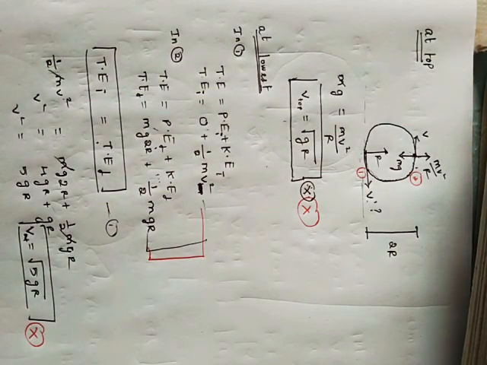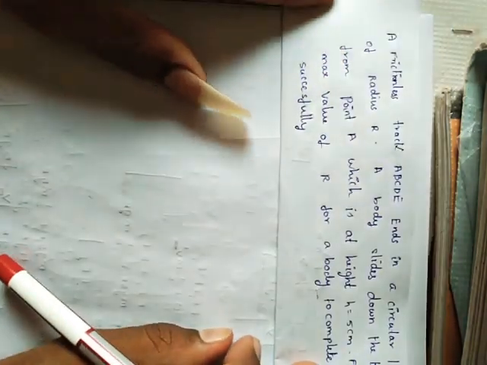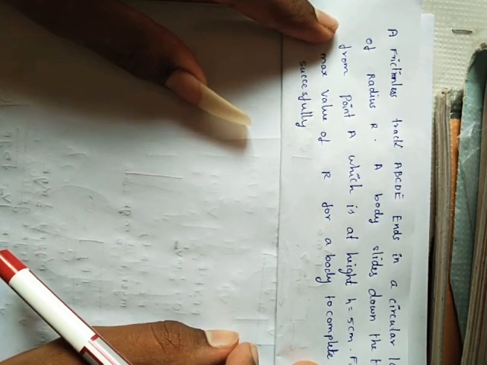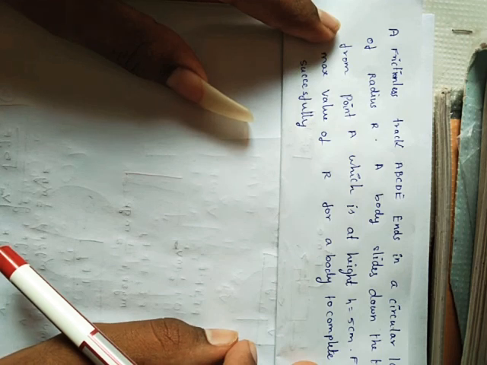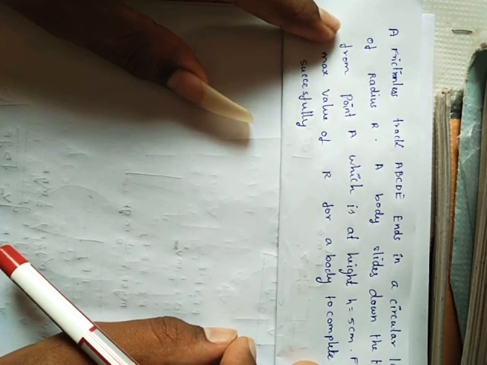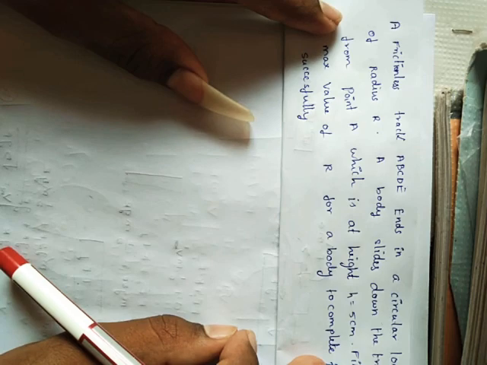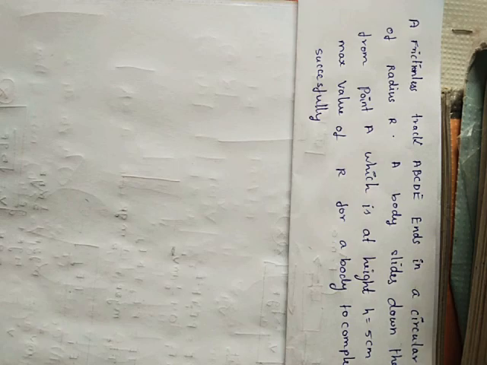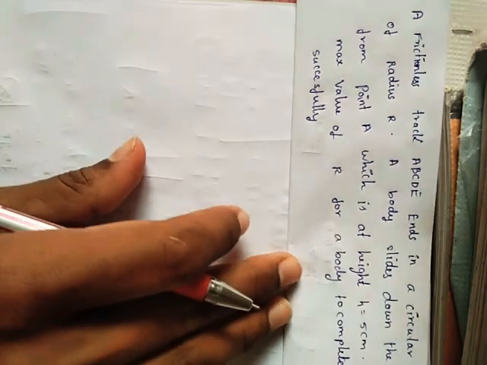Now we can solve a problem. Yeah, this problem is very important. This is a neat problem. Let's see what the problem is. This is the problem: A frictionless track ABCD ends in a circular loop of radius r. A body slides down the track from point A, which is at height 5 cm. Find the maximum value of r for a body to complete the loop successfully.